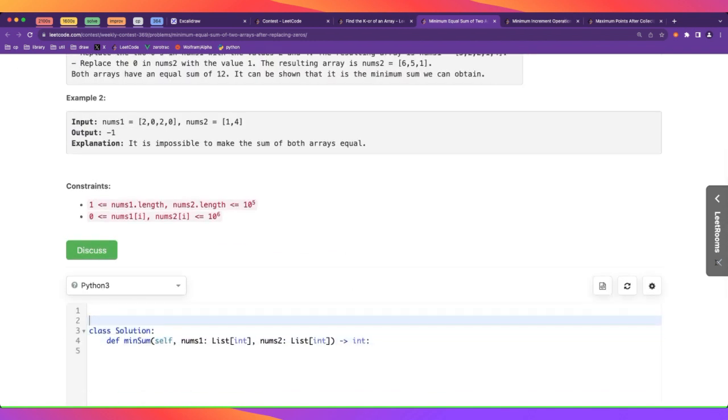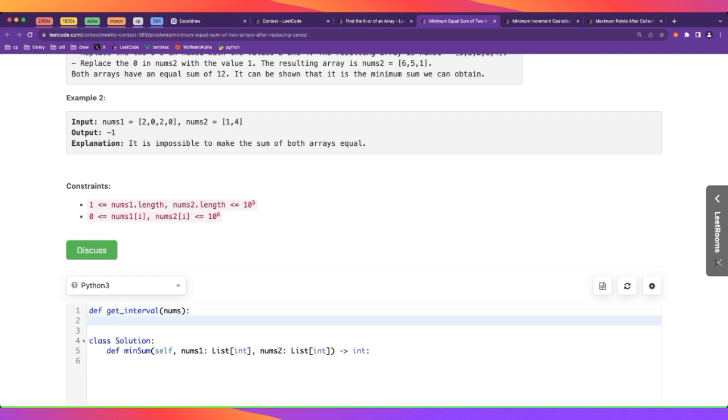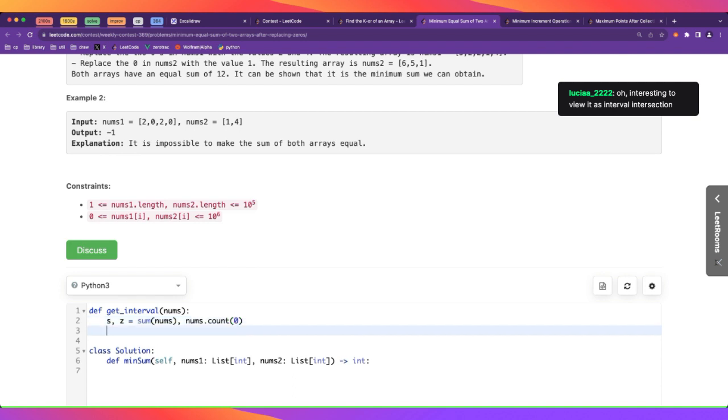So we can do the translation that we did. So get interval of nums. We have these two numbers, the sum and the number of zeros, which is going to be this, and we can use the count function in Python, but it's just counting the number of zeros. And then we have two cases.